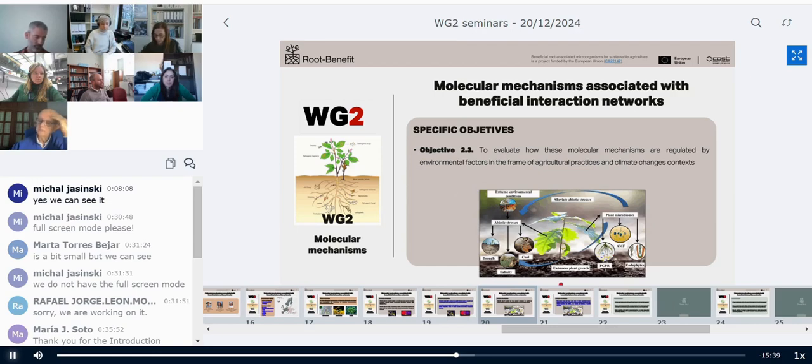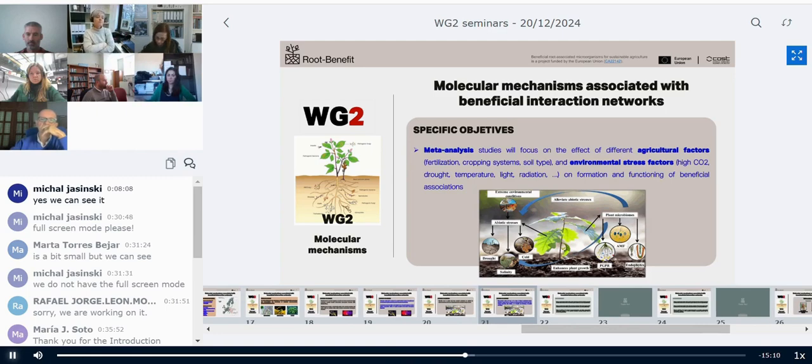And the third objective is to evaluate how these molecular mechanisms are regulated by environmental factors, which is very topical now, with how the different agricultural practices affect these interactions, but also how this is involved in the context of environmental climate change. And the way, again, we try to address this is to do literature review, meta-analysis, and looking for information. So there are people who will be involved in this kind of search for information and trying to get some general ideas about the knowledge which is already available.